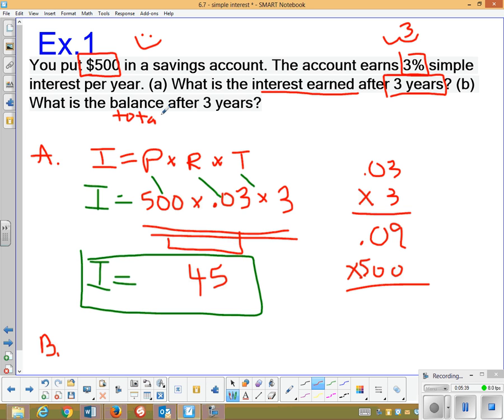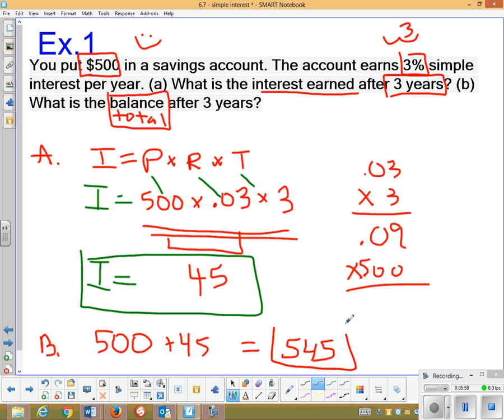So don't forget, you started off with how much in the beginning? 500. They can't steal that money from you, so 500 is what you started with. And you earn in 3 years 45, so you're going to add 45. So 500 plus 45 is a total of 545 in 3 years. You put 500, out comes an extra $45. So this was a good interest, okay?